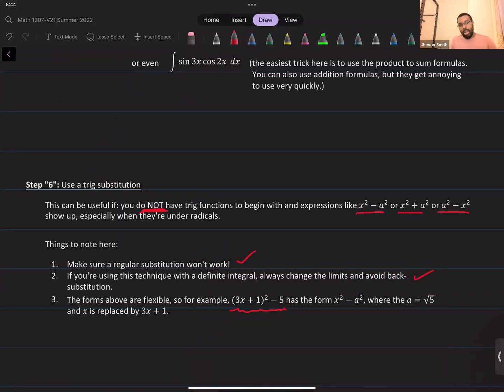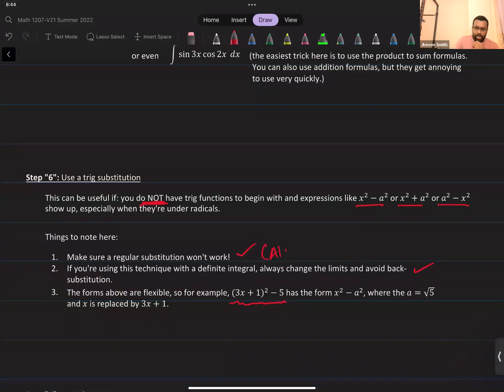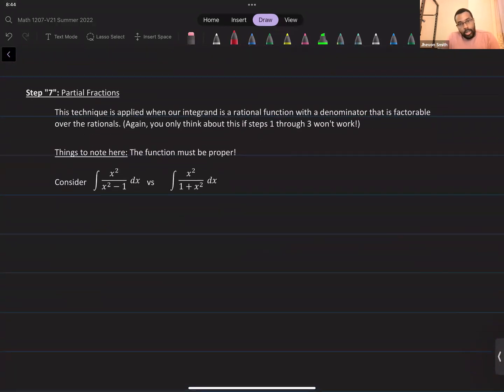Okay, and I would say generally you want to use trig sub as a last resort. There are some times where a trig sub could technically work, but I'd rather use a partial fractions application. But partial fractions is a little bit more restrictive. So I might also say, also check partial fractions won't work. For partial fractions, it's also going to be obvious when that won't work. In fact, that's the next thing we want to talk about. So when does partial fractions work?